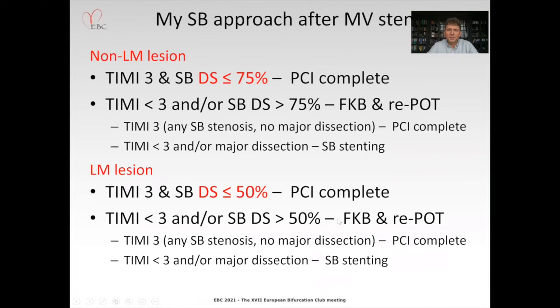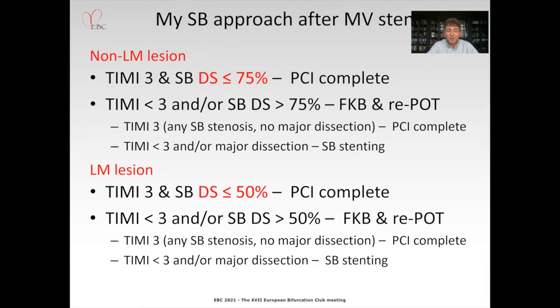So this is my simple approach to the side branch after main vessel stenting. So for non-left main lesion, if the result after crossover stenting is TIMI 3 and side branch diameter stenosis less than 75%, I consider the PCI optimal and finish the case. If TIMI is less than 3 or side branch diameter stenosis more than 75%, I touch the side branch. I do kissing and re-POT.